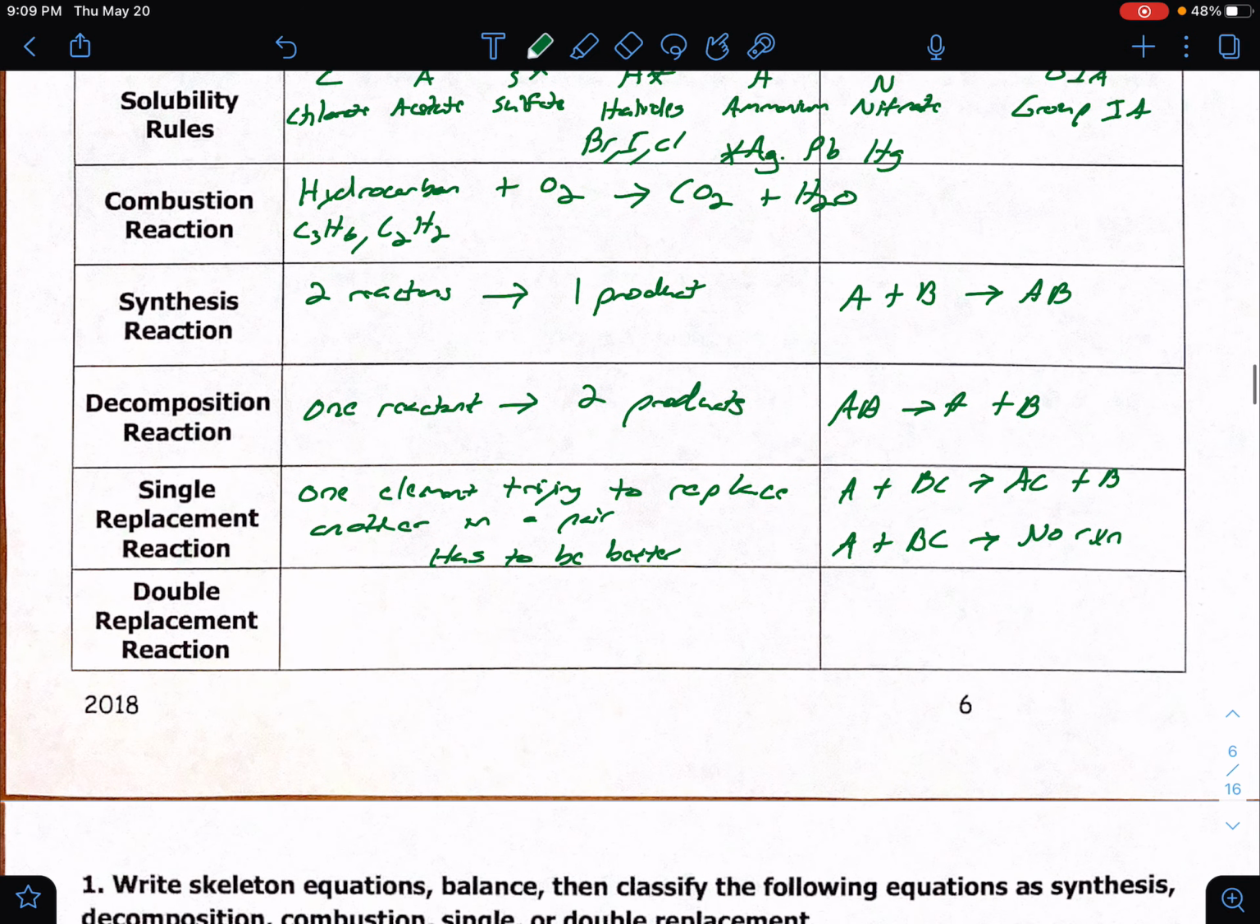Okay, double replacement. This is basically just when you have two pairs swap partners. Okay, so this is like when you have AB plus CD. Now you get AD plus CB.